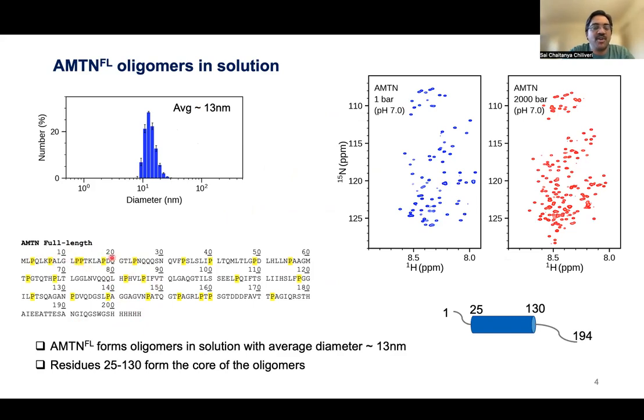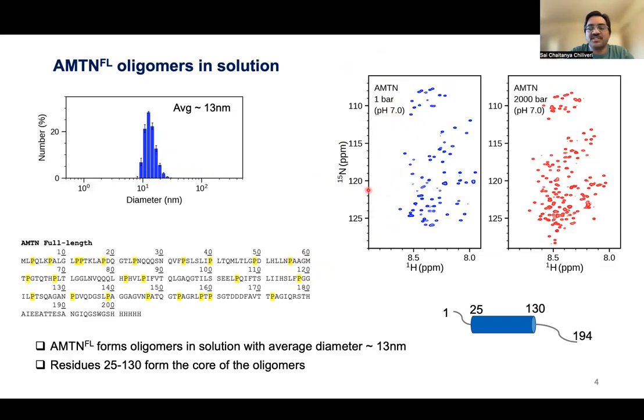Moving into the experiments, this amelotin protein is about 200 amino acids in length, and it consists of about 24 proline residues. In solution, amelotin spontaneously adopts oligomers, and this is the dynamic light scattering profile of amelotin, showing its polydisperse nature with an average diameter of about 13 nanometers.